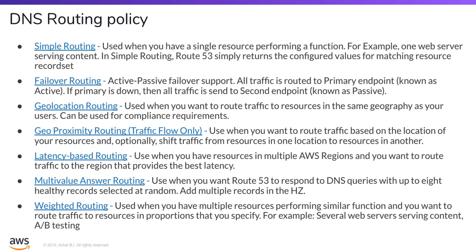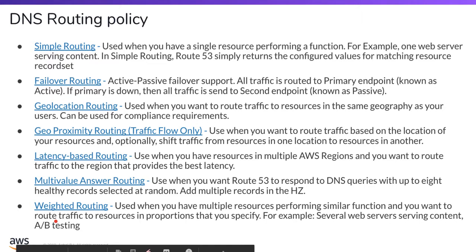There is also something called multi-value answer routing, where for the same domain name you could configure multiple IP addresses with multiple records in your hosted zones. It would randomly pick one and route the traffic to that resource, and it would also keep checking the health of those records. Whenever a resource is unhealthy, the traffic is not routed to that resource.